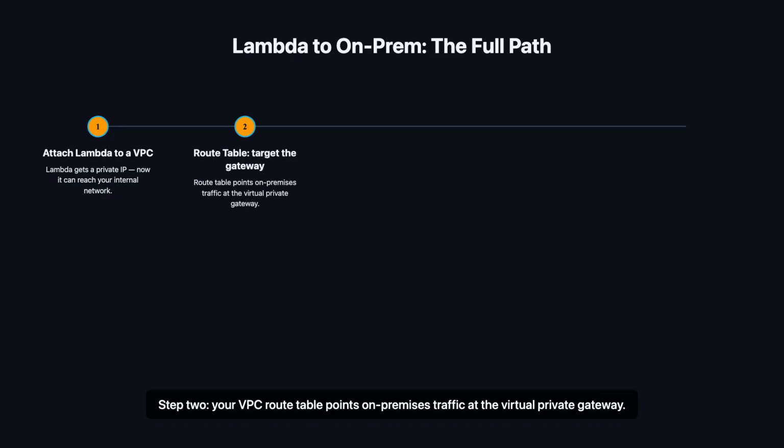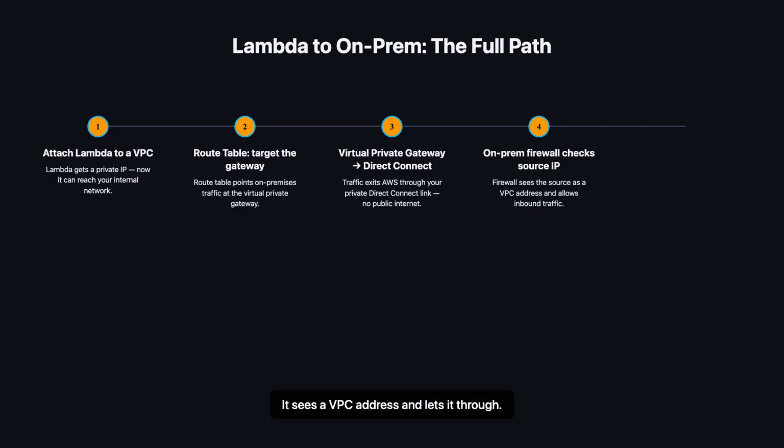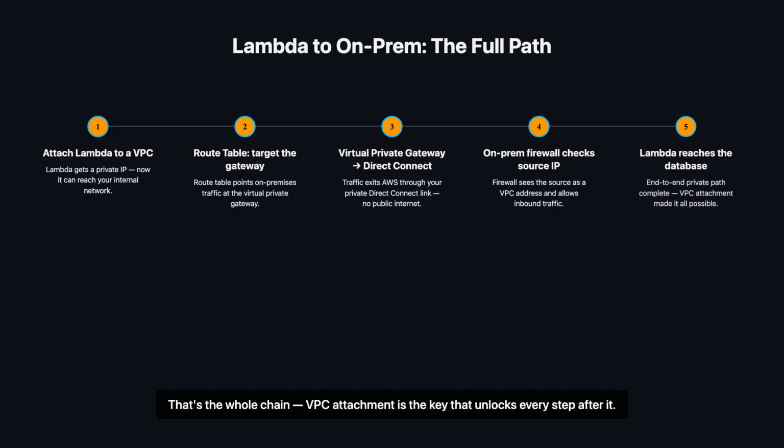Step 2. Your VPC route table points on-premises traffic at the virtual private gateway. That gateway is the door into your Direct Connect link. Step 3. Direct Connect carries it straight into your data center with no public internet involved. Step 4. The on-premises firewall checks the source IP. It sees a VPC address and lets it through. That's the whole chain. VPC attachment is the key that unlocks every step after it.